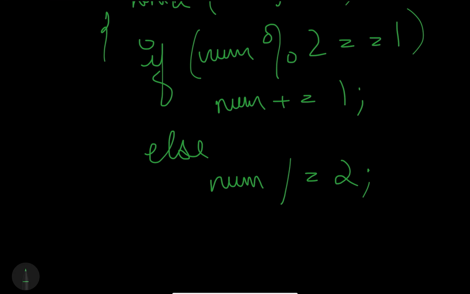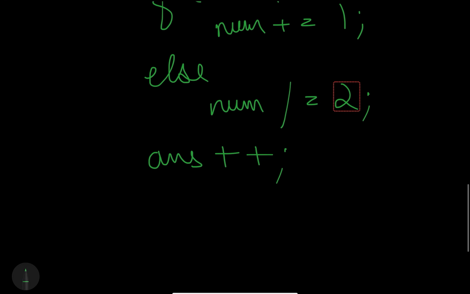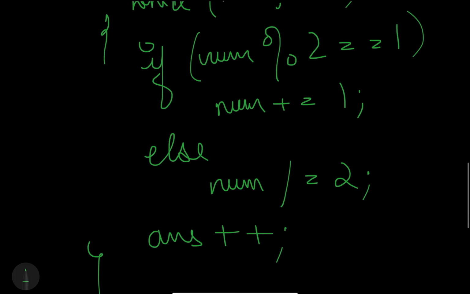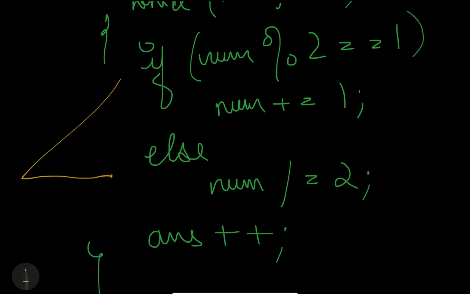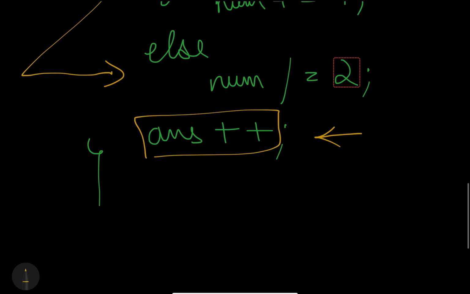Okay, these two operations we have to perform, and in each iteration we'll update our answer, because in each iteration we'll do either this operation or this operation. Either of the two operations will be performed. So our answer will get updated anyway. And finally we'll return our answer.